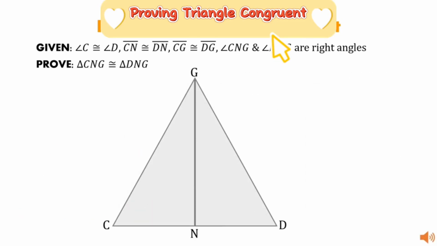First, look at what we are trying to prove. In this problem, we are trying to prove that triangle CNG is congruent to triangle DNG. We have to construct a proof where vertex C corresponds to vertex D, and both vertex N and vertex G correspond to themselves.